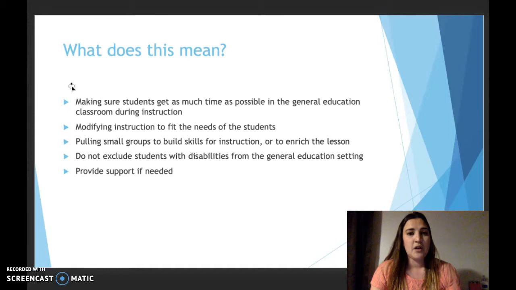It might mean that you are taking students and pulling them for small groups to give them further instruction, to give them some strategies and skills that they can use to build on when they are in the classroom. But it does mean to give them as much opportunity as possible to be in the general education classroom with their peers. Do not ever exclude students from the general education setting just because of their disabilities. It's not only an unfortunate choice, but it is illegal. There are laws set in place for this exact reason.